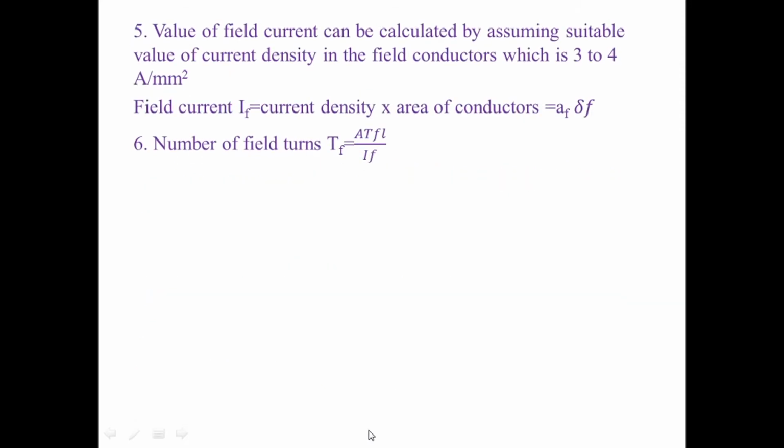Next, what is the fifth step? The fifth step is that the value of field current can be calculated. The value of field current can be calculated by assuming a suitable value of current density in the field conductors.